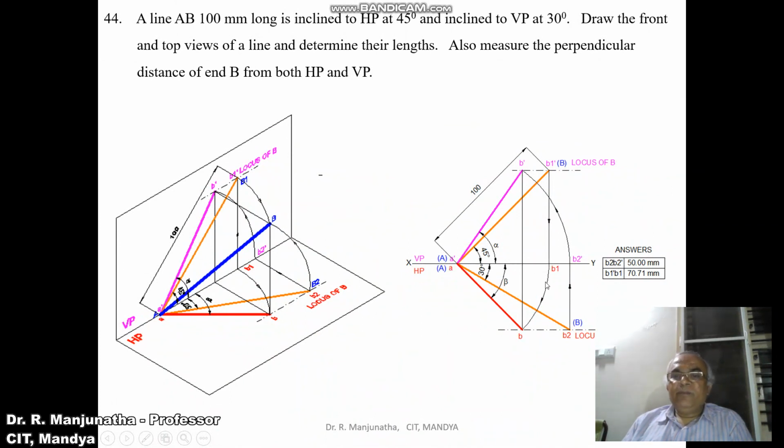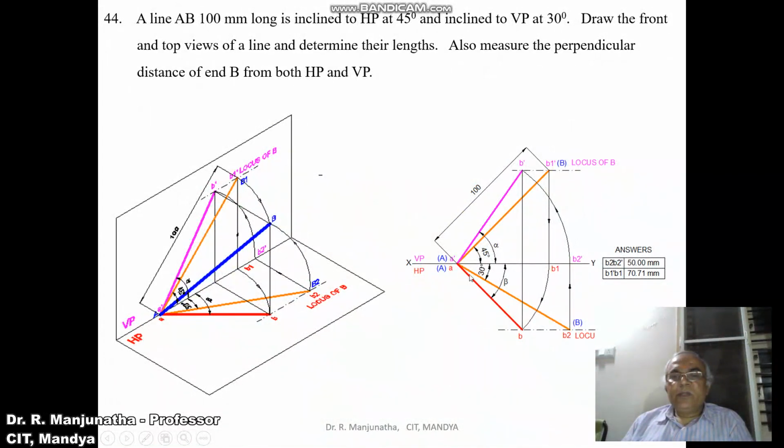But the top view point of B is not here; instead, it will be on the locus of B. So by using the compass with A as center, taking the radius AB1, draw an arc such that it cuts the locus of B in the top view, and join A to B with a dark line. This will be the top view, and the inclination made by this with respect to VP is beta.